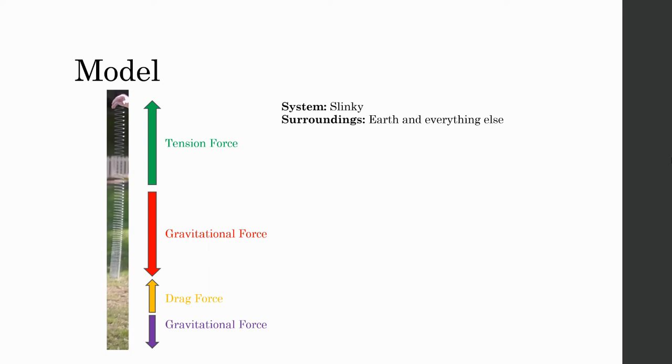Before the top of the slinky pushes down on the bottom part of the slinky, the two forces acting on the slinky are tension and gravitational force. After the top pushes down on the bottom, the slinky will begin to fall and the two forces acting on the slinky are drag and gravitational force.